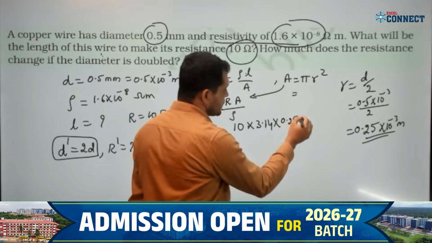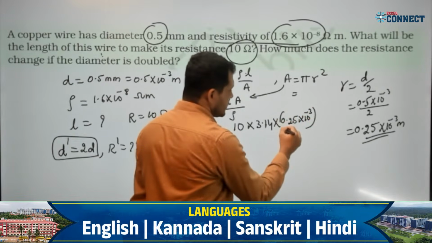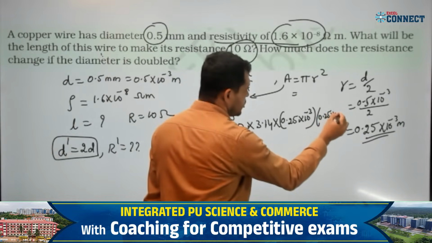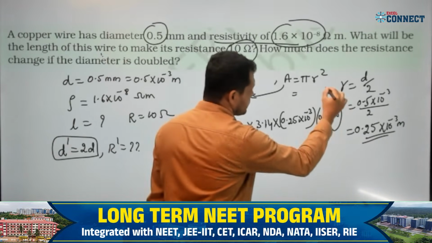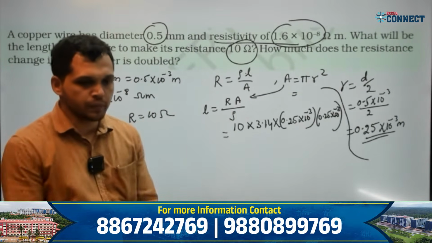R into R, that is 0.25 into 10 power minus 3, into 0.25 into 10 power minus 3. Minus 3, two times. I will multiply that.